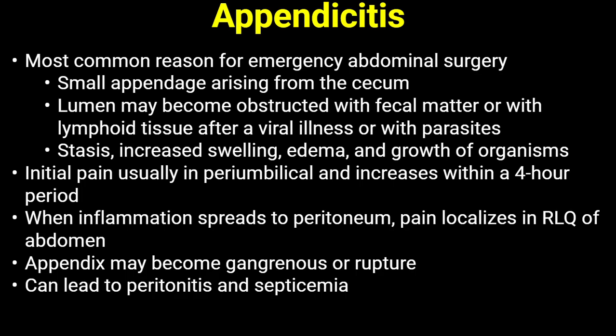As inflammation progresses and irritates the peritoneum, the pain migrates to the right lower quadrant, RLQ, usually over several hours. This migration of pain is a classic NCLEX finding. Other common symptoms include loss of appetite, nausea, vomiting, low-grade fever, abdominal tenderness, rebound tenderness, guarding, and pain that worsens with movement, coughing, or walking.